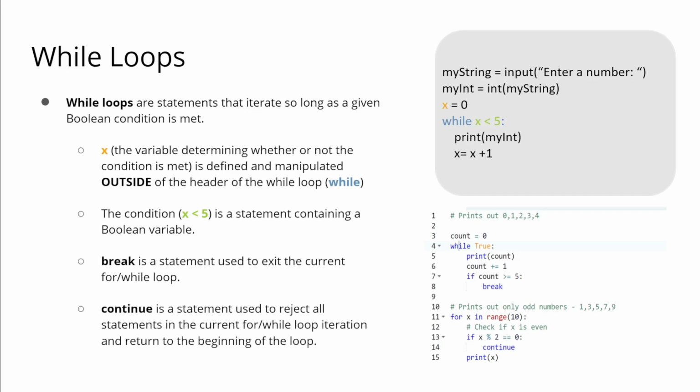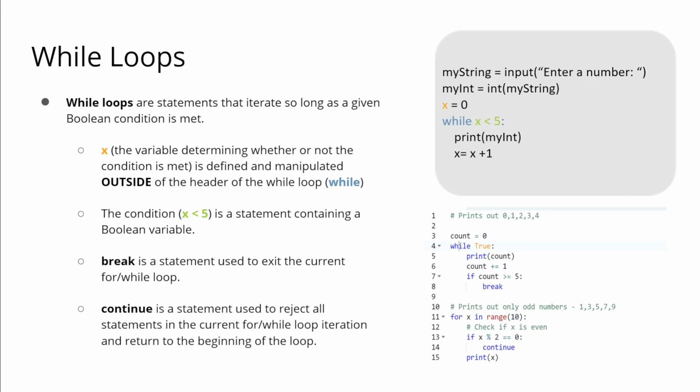At last we have the while loop. While loops are statements that iterate so long as a given boolean condition is true. Again at the right side of the page you can check that there is a variable x which has been assigned the value 0. Now we have put a condition that while x is smaller than 5, print another variable my int, and on each iteration, keep increasing the value of x by 1. So x, the variable determining whether or not the condition is met, is defined and manipulated outside of the header of the while loop. The condition x is smaller than 5 is a statement containing a boolean variable.